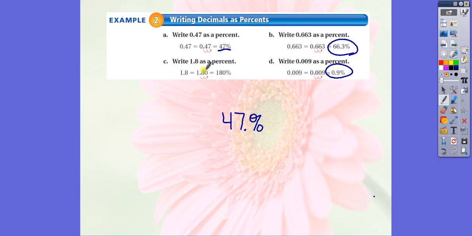You move it twice. Again, you have to fill the empty space with a 0, and it becomes a whole number, 180%. These two examples are examples where the decimal doesn't just disappear. It ends up being between 2 numbers. In this case, the 6 and the 3. In this case, it ends up just before the 9, so 0.9%.